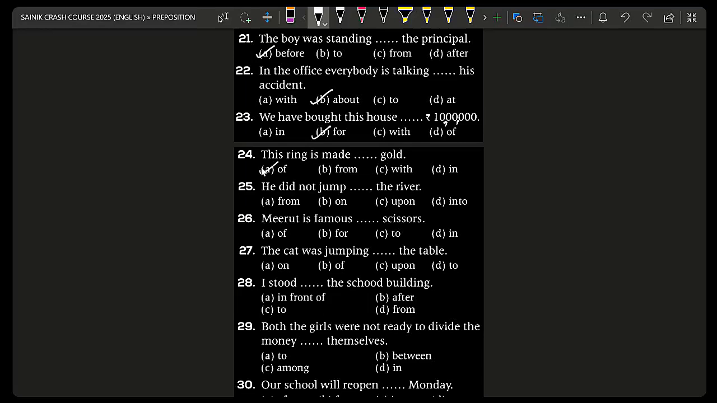See, just now, I think with Srira they discussed died of cancer. So similar to this, made of gold. This ring is made of gold. So Anshuman, you need to revise all the preposition usage rules once again. Okay, sir.